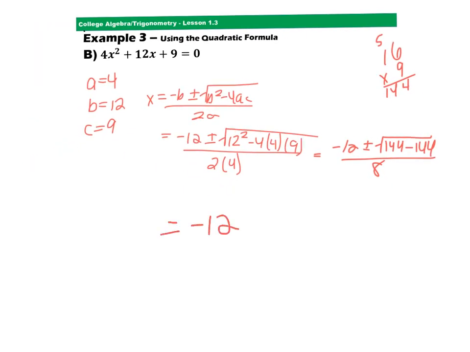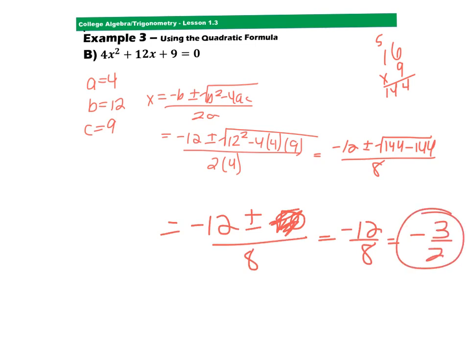So we have negative 12 plus or minus. What's 144 minus 144? Zero. So square root of 0 over 8. What's the square root of 0? Zero. So do I need to write this? No, I just have negative 12 over 8. Can I simplify that? What goes into 12 and 8? 4. So I have negative what? 3 over 2.